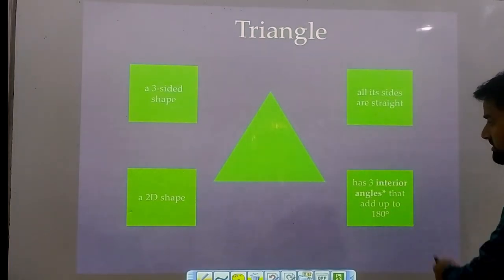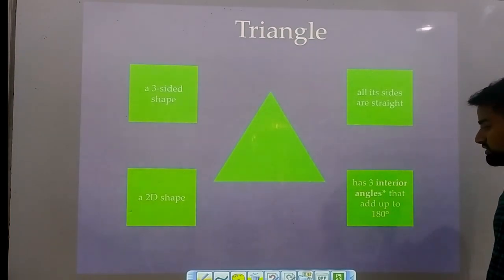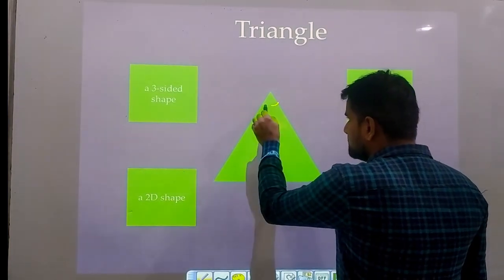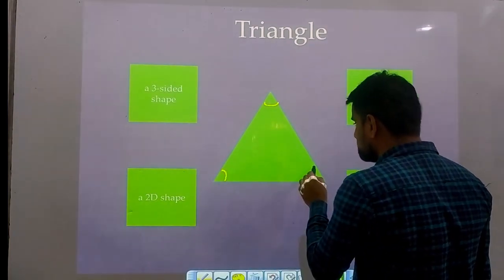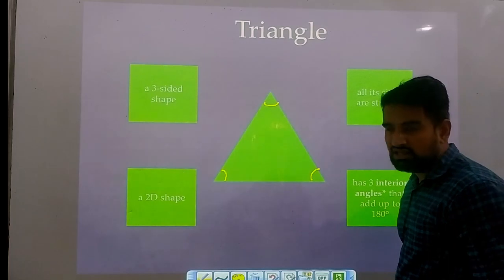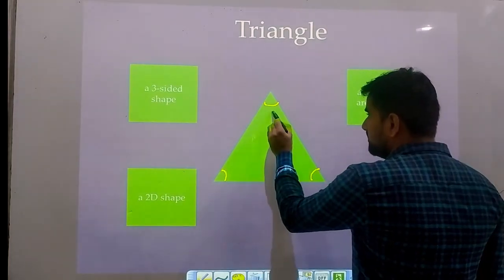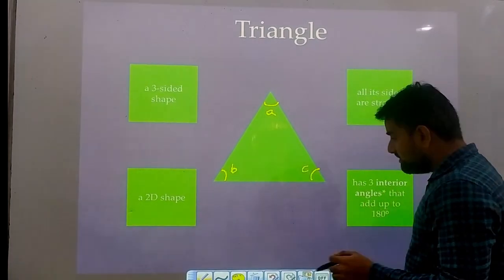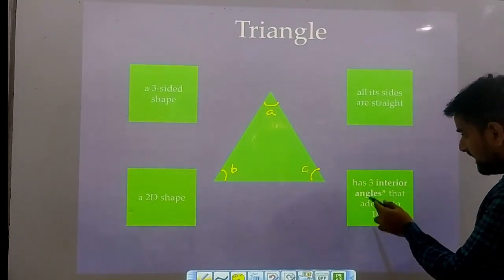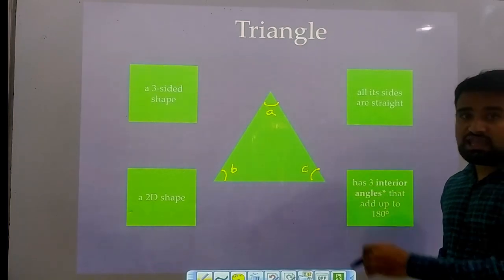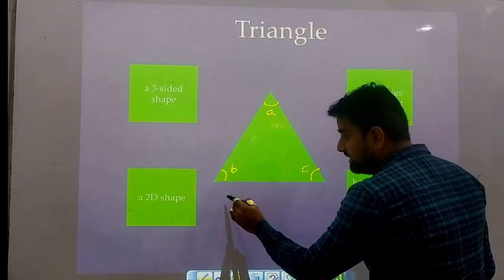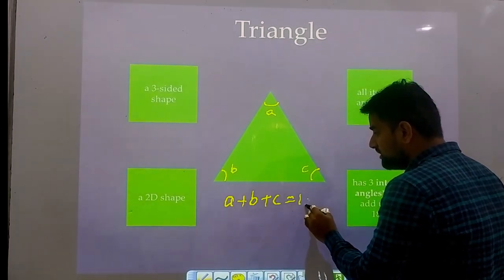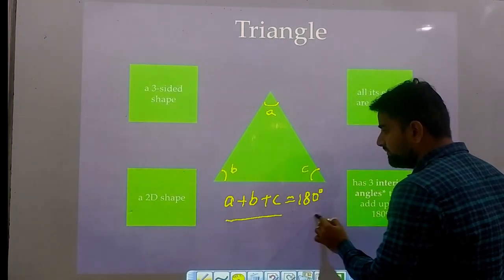It has three interior angles that add up to 180 degrees. That means if these are the three angles, these are called the interior angles of any triangle, and let's mark them up. This angle is A, this angle is B, and this angle is C. Then according to this feature, the three interior angles add up to 180 degrees, so I will say that A plus B plus C equals 180 degrees.